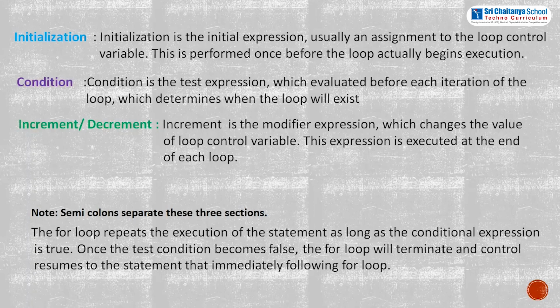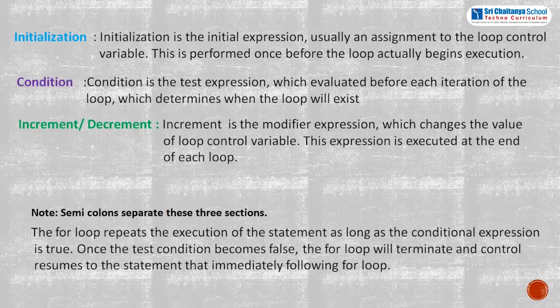Next, increment or decrement. The increment or decrement is the modifier expression which will change the value of the loop control variable. For example, in the first iteration I have initialized i as 1, and then I am checking the condition as i less than or equal to 5.